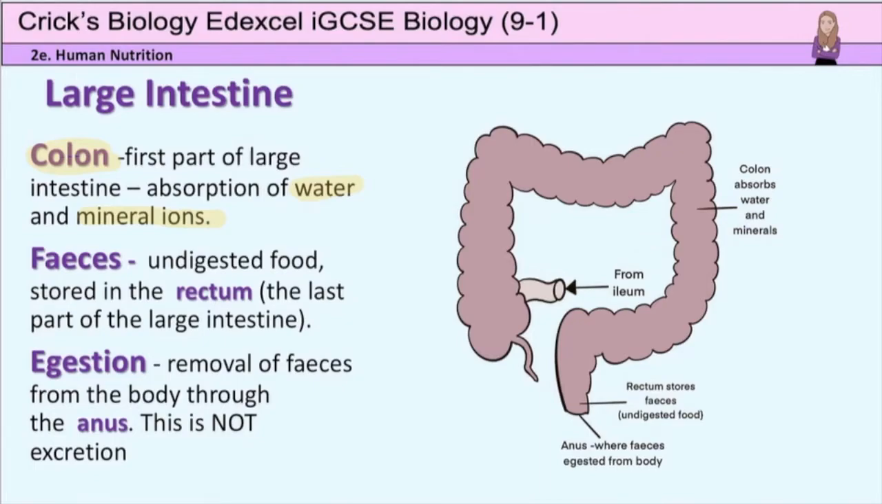After absorption of the water and minerals by the colon, a semi-solid waste material called faeces is formed. The faeces is stored in the rectum, the last part of the large intestine.